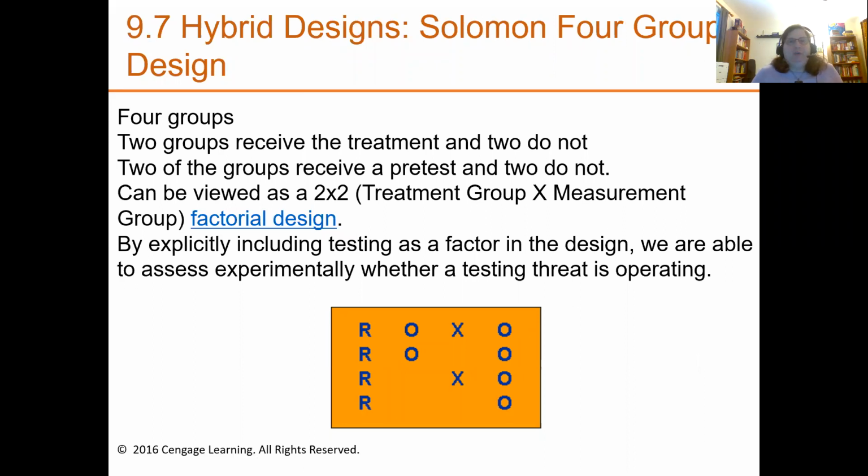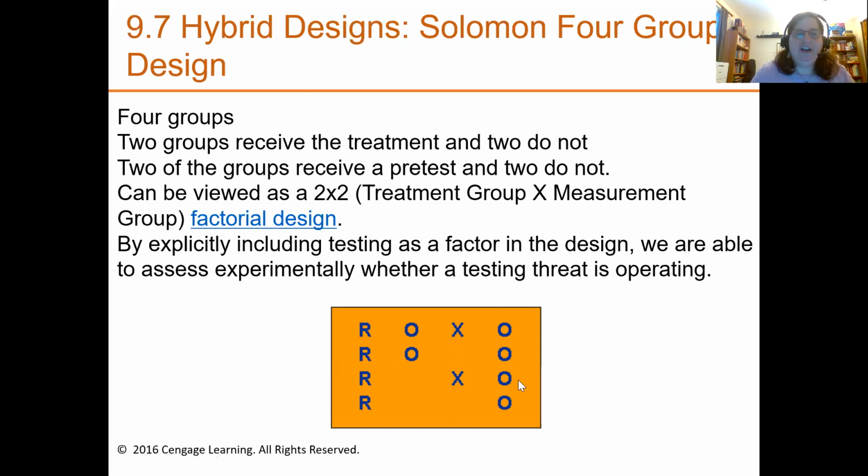And this is a really cool thing. This is a hybrid design called a Solomon 4-group design. So in this case, 2 groups receive the treatment and 2 do not. 2 of the groups receive a pretest, 2 do not. And it can be viewed as almost a 2-by-2, but you're explicitly including testing as a factor in the design, so you can tell whether there is a testing threat occurring.